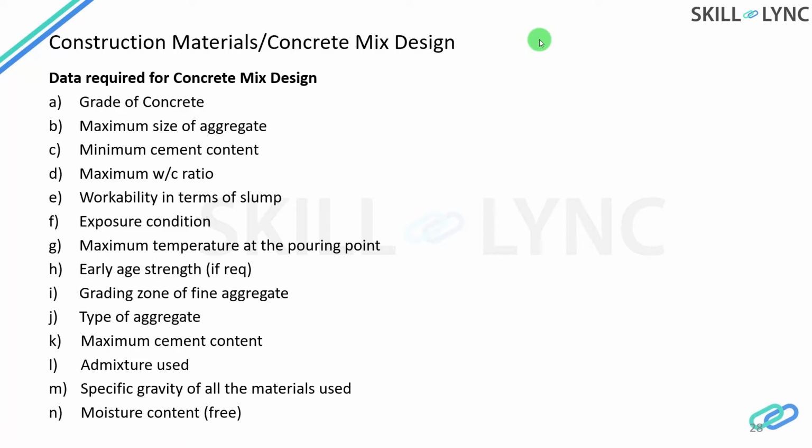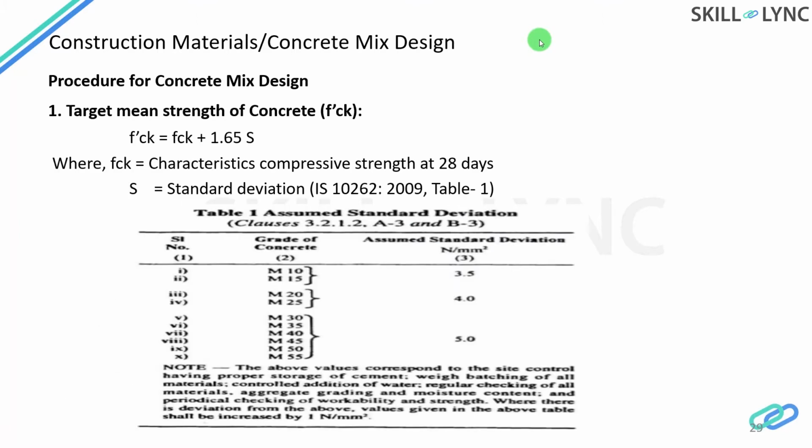The maximum cement content, the admixture used if required, specific gravity of all materials used, that is cement, water, fly ash, admixtures, all those specific gravity of the materials for admixtures should be identified. Then the moisture content should be free for aggregates, that is the fine and coarse aggregates should be in dry condition. So now let's see the procedure for concrete mix design.